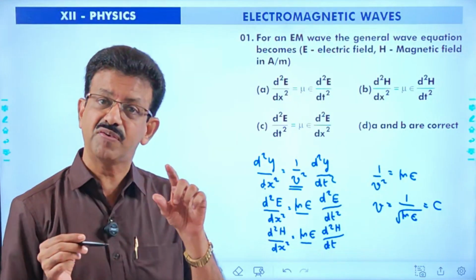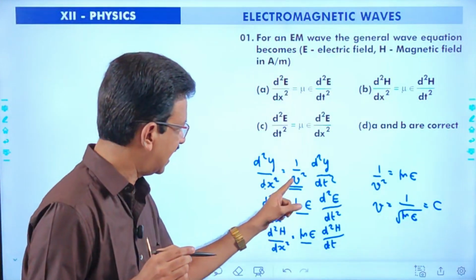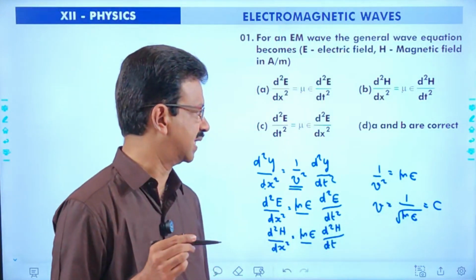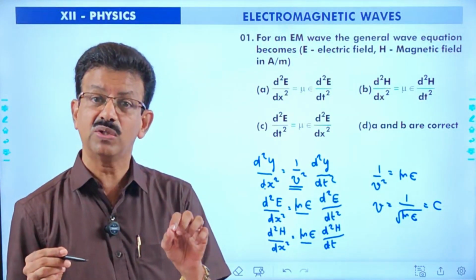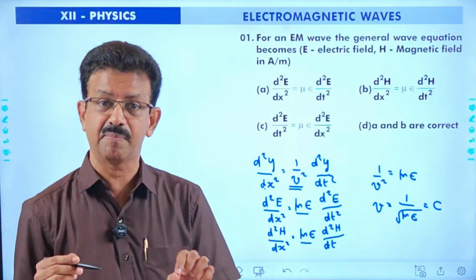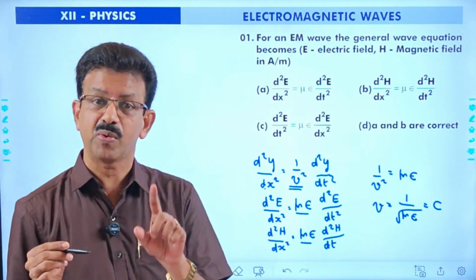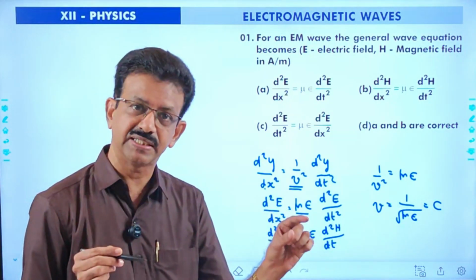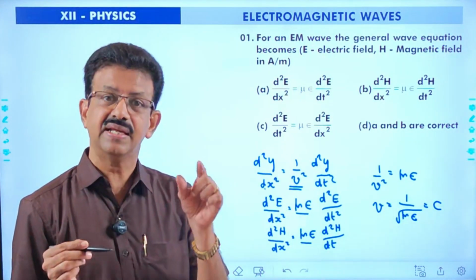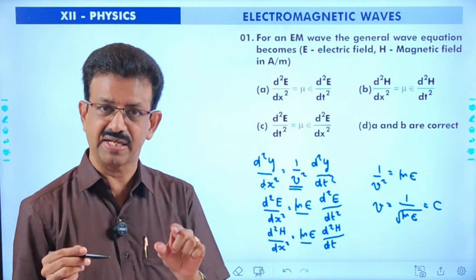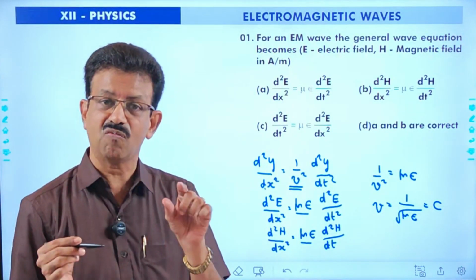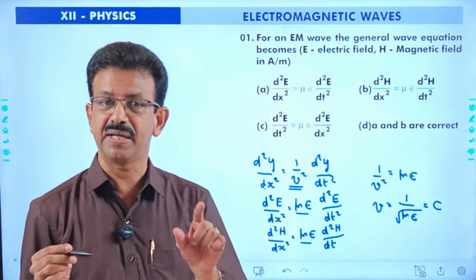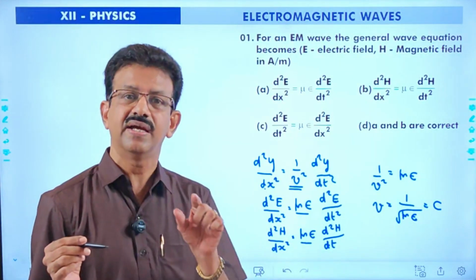Then, instead of the wave velocity v, here we have 1 by root of mu epsilon equal to c. Therefore, the velocity of an electromagnetic wave is given by 1 by root of mu epsilon. For air, mu becomes mu 0, epsilon becomes epsilon 0. Then, for light, the wave velocity or speed of light is given by 1 by root of mu 0 epsilon 0, which gives the value 3 into 10 raised to 8 meter per second. Now, we'll go to the question.